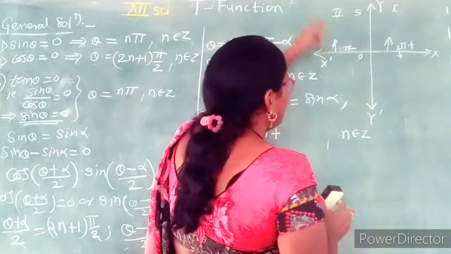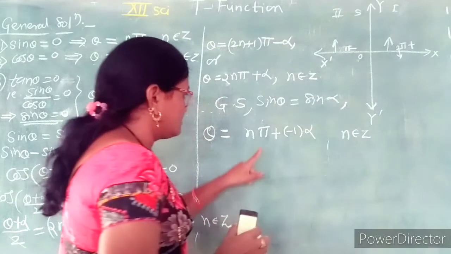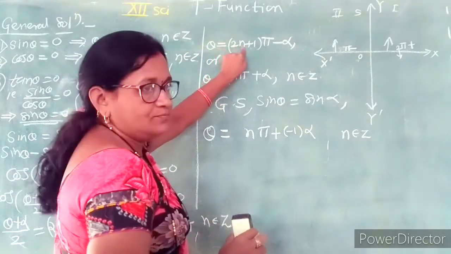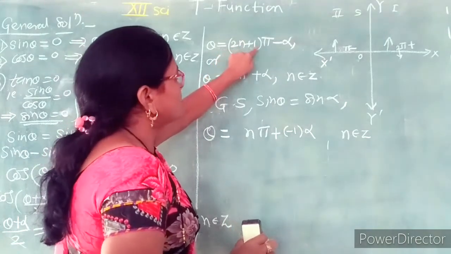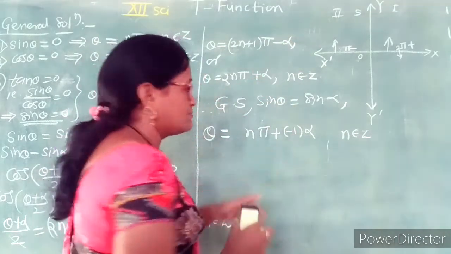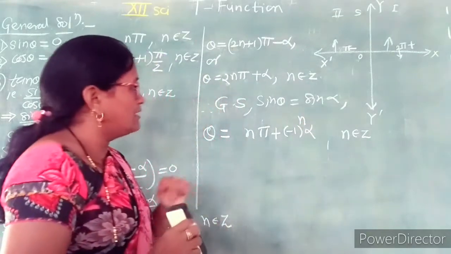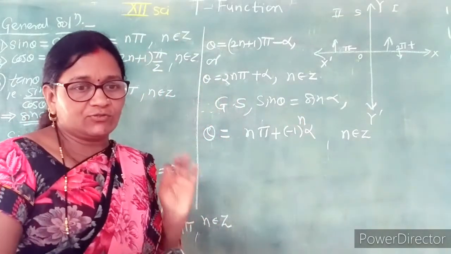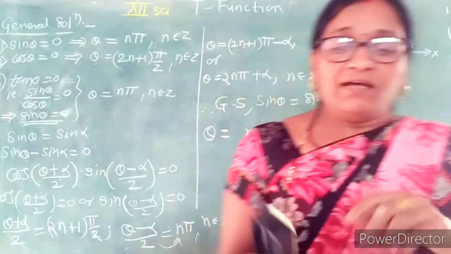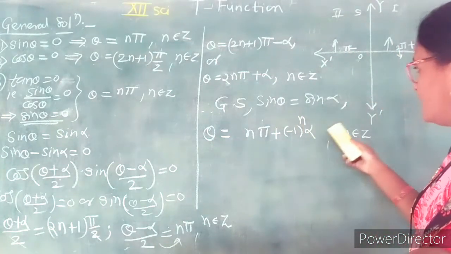Remember that for an odd multiple, the angle is minus. Suppose we take for this solution n equal to 1. So 2 into 1 plus 1 times pi means 3 pi. For this we require the value to be minus, and therefore for an odd multiple you get negative, and for an even multiple you get positive. So we get the solution for the equation sin theta equal to sin alpha as theta is equal to n pi plus minus 1 raised to n times alpha.